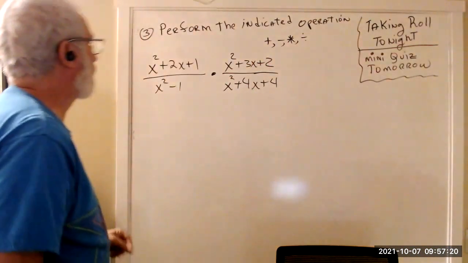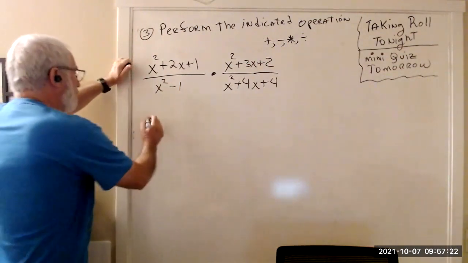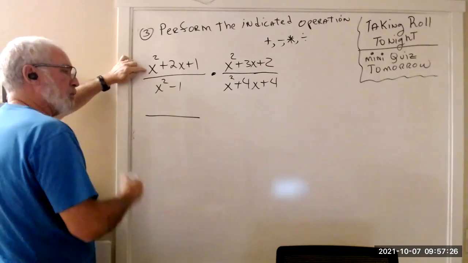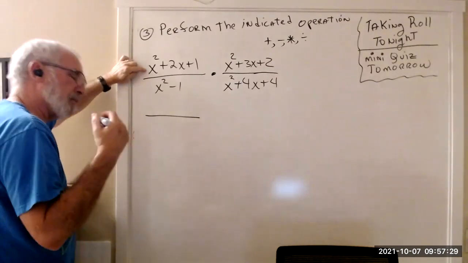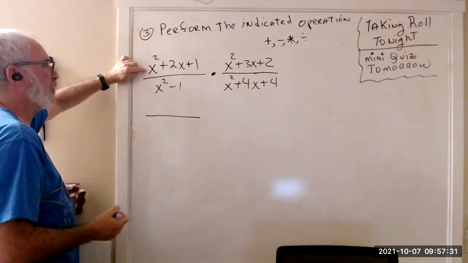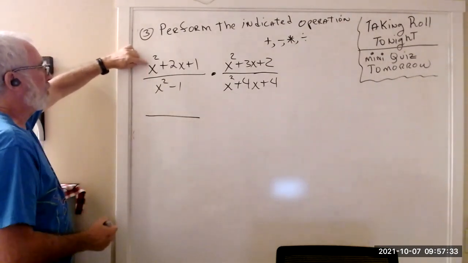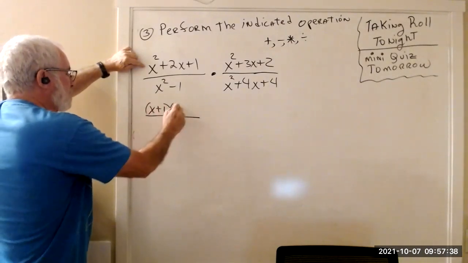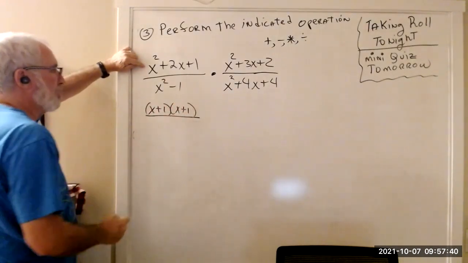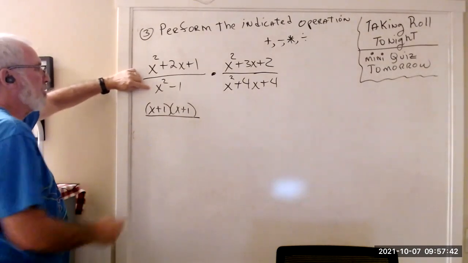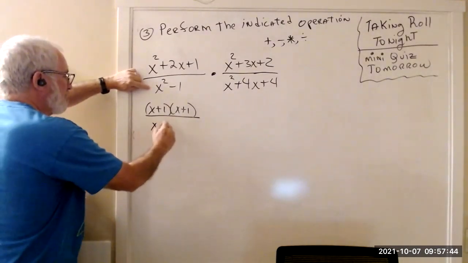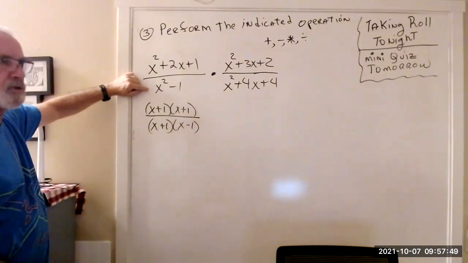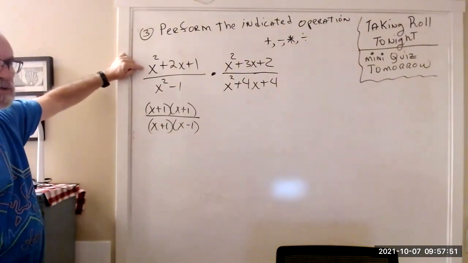So here we go. Again, I'm going to do the factoring in my head, but if you need an explanation, always feel free to ask. I'll be happy to show you. This one right here, the numerator becomes quantity x plus 1 times quantity x plus 1. The denominator becomes x plus 1 times x minus 1. The denominator is a difference of two squares. The numerator was a simple trinomial.